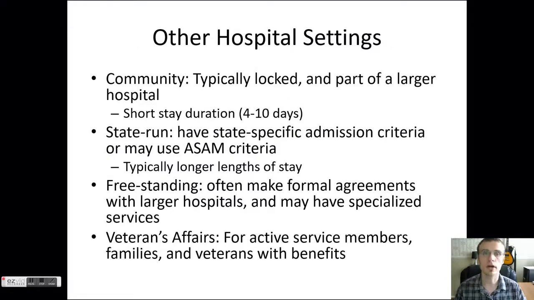Other hospital settings include community, state-run, freestanding, and Veterans Affairs. These are all just a variety of different types of hospital settings that people can be sent to if they do have some significant risks of self-harm or other forms of harm going on. But I won't go into too much detail on these. There's a lot of writing here that you can feel free to look over on your own time. Veterans Affairs hospitals, those I can say for sure are an important resource. If you have a veteran clinician or a veteran client, be sure to let them know if there are any veteran services nearby.